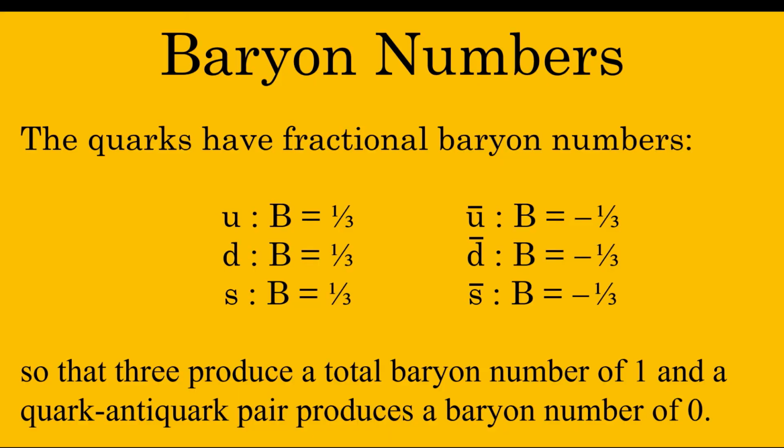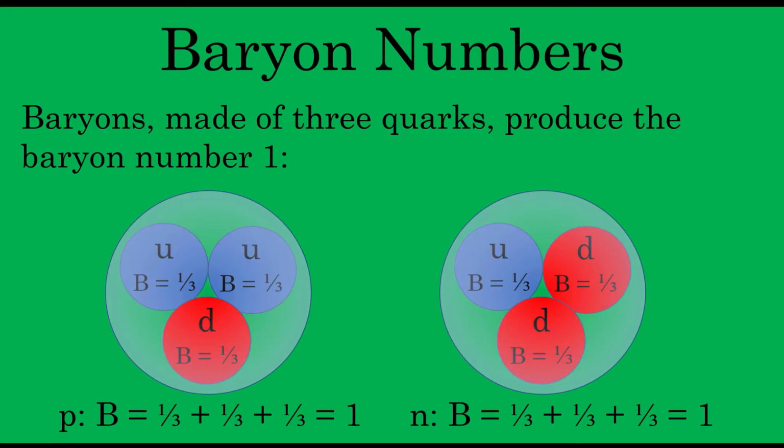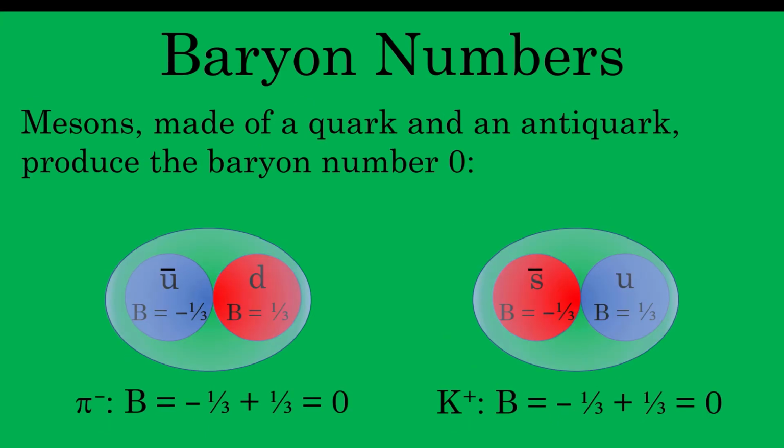The baryon number B of the quarks was arbitrarily set to 1/3 so that three quarks in the baryon would always give it a baryon number of 1. Antiquarks got a baryon number of -1/3 so that with the quark in the meson having a baryon number of 1/3 and the antiquark a baryon number of -1/3, the baryon number of the meson would always be 0.